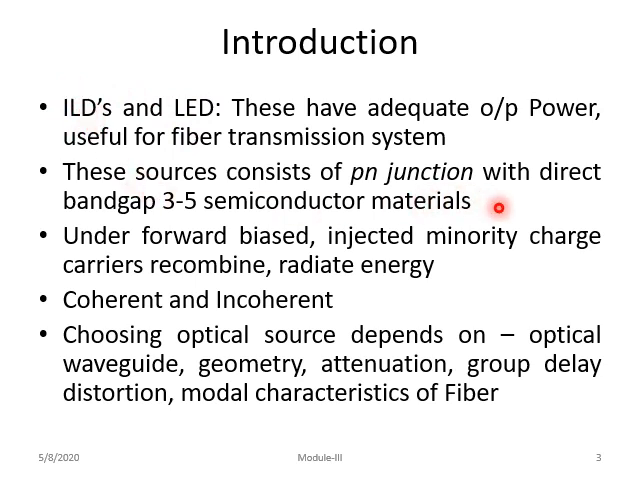These sources consist of a PN junction with a direct band gap of III-V semiconductor materials. We'll discuss the band gap, and how direct band gap or indirect band gap needs to be defined. Under forward bias, usually the injected minority charge carriers recombine and radiate energy. That is what is going to happen.